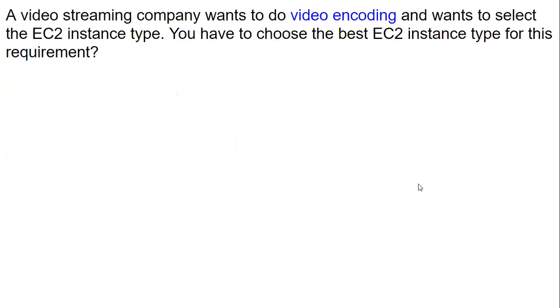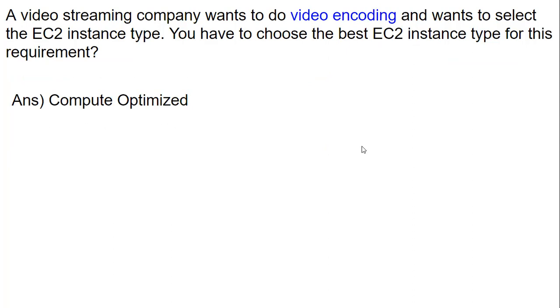Question number 6. A video streaming company wants to do video encoding and wants to select the EC2 instance type. You have to choose the best EC2 instance type for this requirement, that is for doing video encoding. And whenever it comes to video encoding or video decoding, choose compute optimized instance, because you are going to perform a lot of computation to do video encoding or video decoding. So the answer is compute optimized.